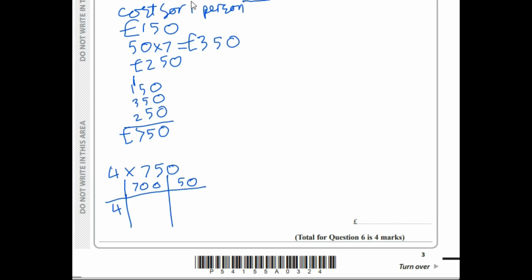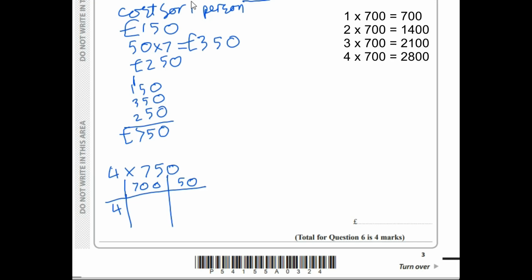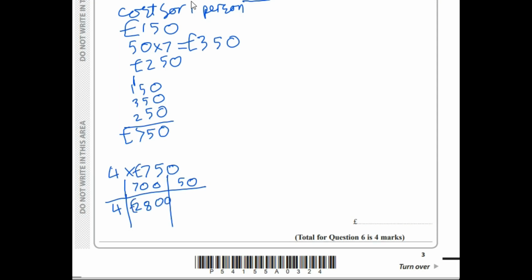Again, our 700 times tables. 700, 1,400, 2,100, 2,800. So we get 2,800. I'm just going to add the pound signs in. Now 4 times £50, so £50, £100, £150, £200. So there we go, £200. Right, now that's the answer. We just need to add these two together and then we've got it.